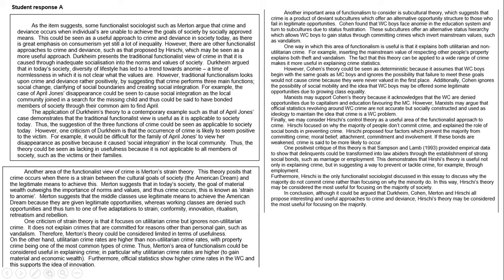We move on to talk about Merton's strain theory and the American dream. Then there's a specific criticism of Merton. Then another important area of functionalism is subcultural theory. So they're making a link between functionalism and subcultural theory. Subcultural theory does come out of functionalist theory, even though it's a distinct theory in itself. One way in which this area of functionalism is useful is because it explains both utilitarian and non-utilitarian crime.